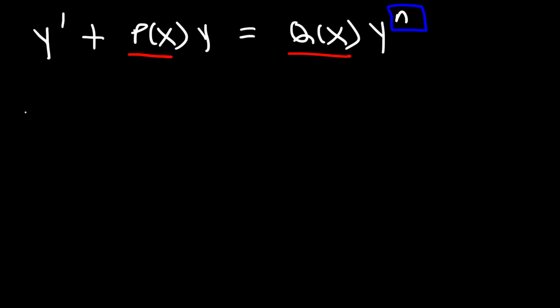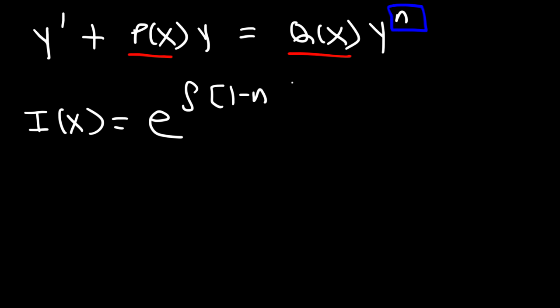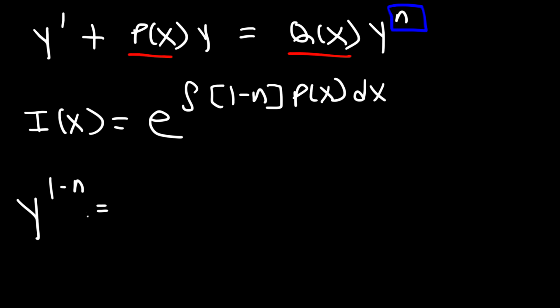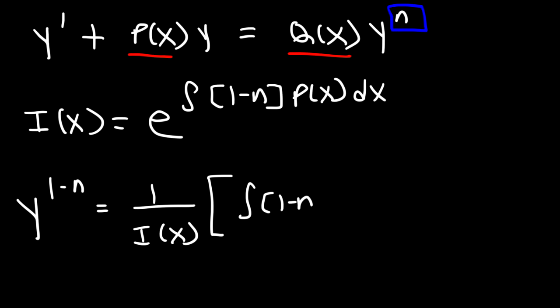Next, you need to determine the integrating factor I of x. And that's going to be e raised to the integral of 1 minus n times p of x dx. Now once you have the integrating factor, you could use this equation to get your final answer. Y raised to the 1 minus n is equal to 1 over I of x times the integral of 1 minus n q of x I of x dx plus the constant of integration.